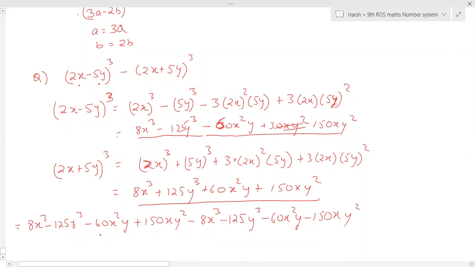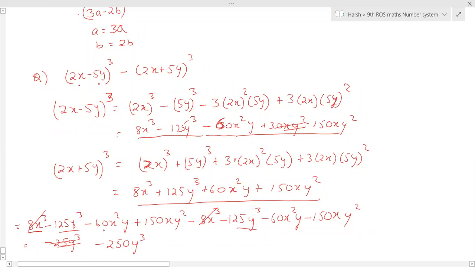Now you have to see the like terms. 8x cube, which all are x cube. Yeah, here it is, so gone. Y cube, where is y cube? Here it is, y cube. So can we write it as minus 250 y cube? So this we have taken.